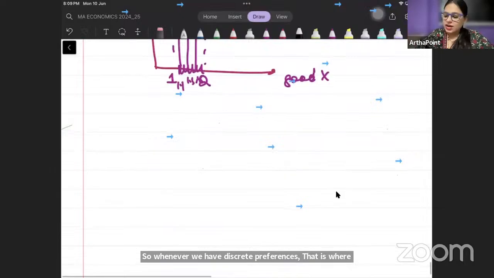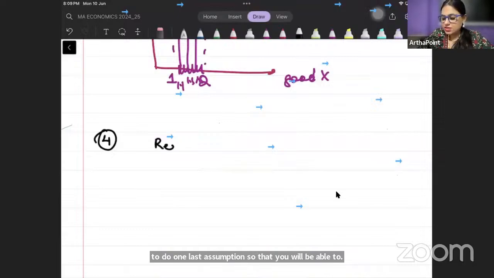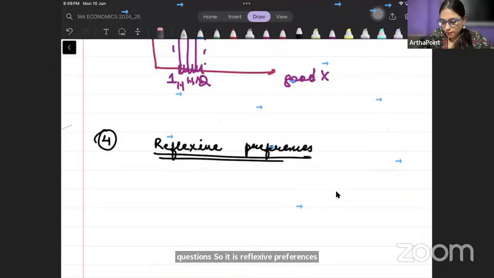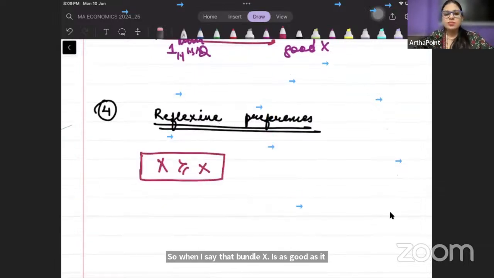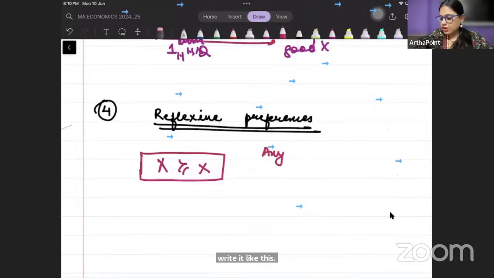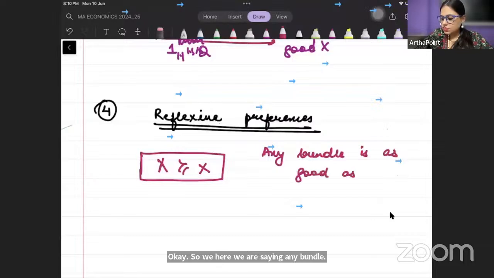Okay, I just want to do one last assumption so that you will be able to do your DPP. Otherwise, you won't be able to solve the questions. So it is reflexive preferences. Reflexive says that any bundle should be as good as itself. So when I say that bundle X is as good as itself, we write it like this, right? So here we are saying any bundle is as good as itself.